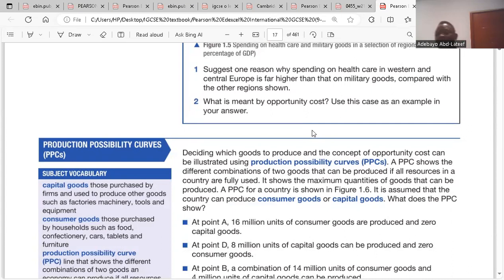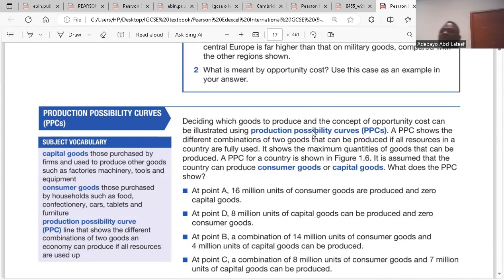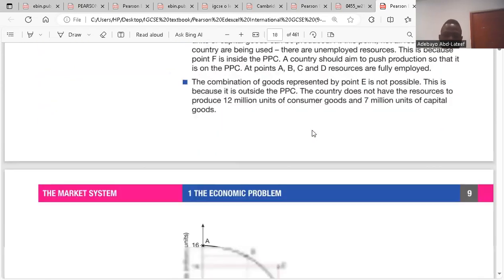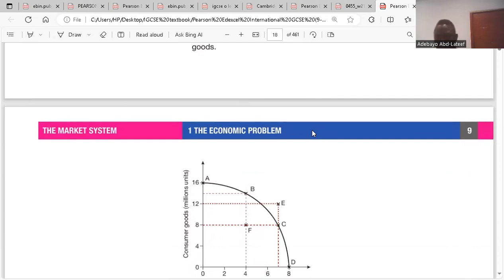We're talking about the production possibility curve. We're talking about the combination of two goods that can be produced if all resources are fully utilized. The combination of two goods, which can be capital goods and consumer goods, that can be produced by a given economy if all resources are fully employed. That is the production possibility. I think that is clear. Here we have a case study, we have the graph. Let me use this graph to explain to you.